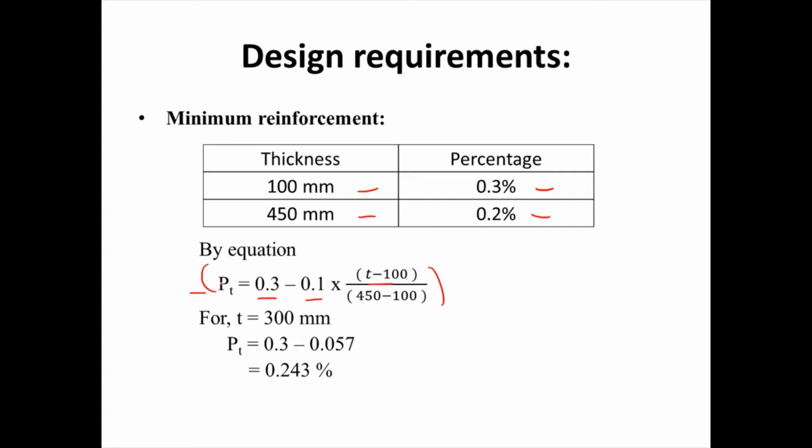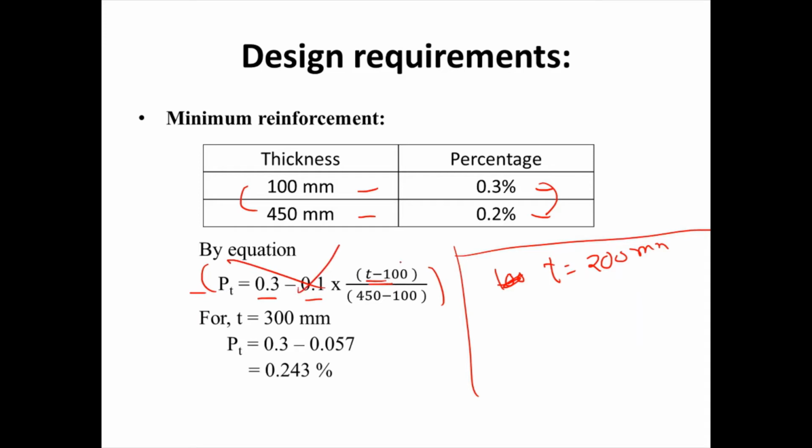Okay, I will explain it. You do not need to remember this equation; I will explain it with a simple mathematical step. Look here: 100 mm, 450 mm, 0.3, 0.2. And my wall thickness is 200 mm. I don't like to remember this equation, so I go with the simple mathematical step. So T is equal to 200 mm, the thickness is 200 mm. First of all, I have to find the difference between these two.